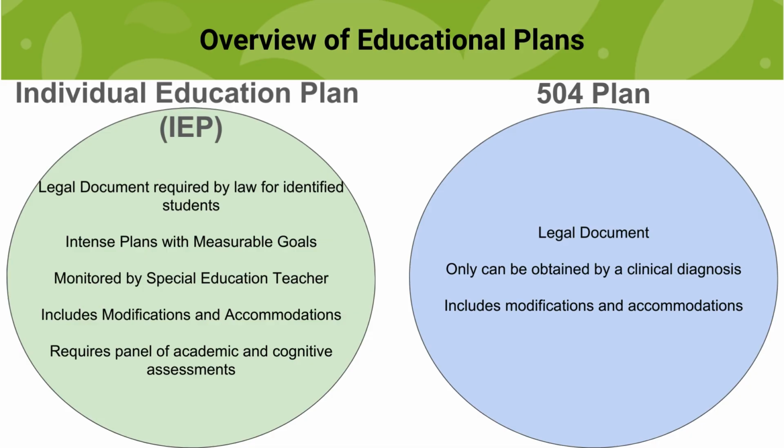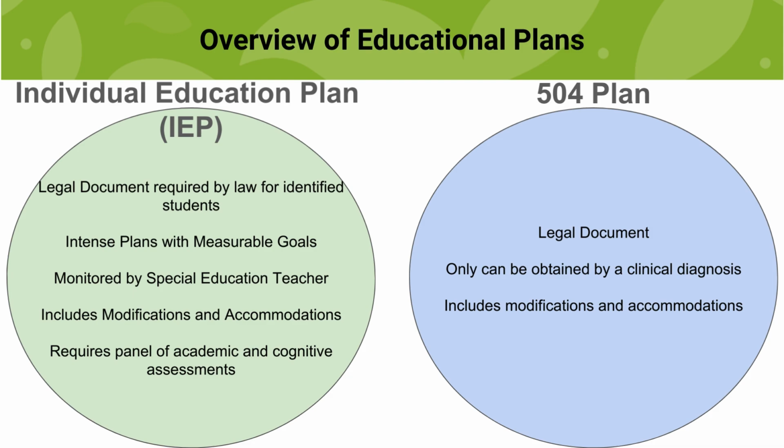It can be easy to confuse the IEP and the 504 plans, but it's important to know the distinction. The IEP is governed by the IDEA law. It is for students who require intense plans with measurable goals and specialized instruction because their disability adversely affects their educational performance. It requires a comprehensive evaluation, including academic and cognitive assessments.